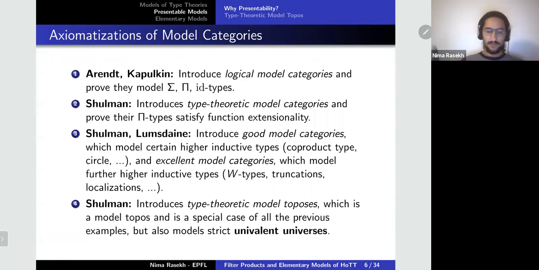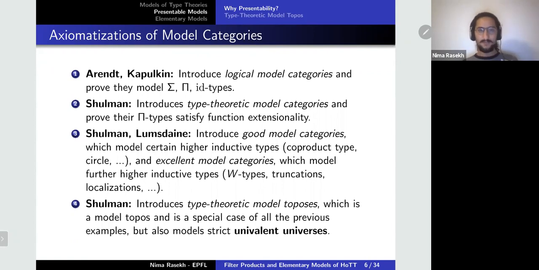Then Shulman generalized this and has this notion of a type-theoretic model category, which also models pi types, but the pi types have function extensionality, so even better. And then Shulman and Lumsden have this really cool paper with the notion of good model category and excellent model category, which are not very descriptive names, but they do have very cool properties. In particular, they model all kinds of stuff that you would expect from type theory.